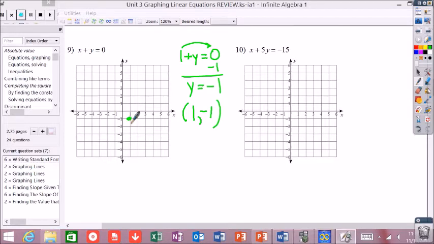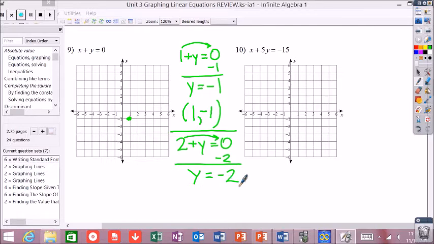So on my graph, I'll put a dot over 1, down 1. And now I'm going to find another point on this line, maybe plug a 2 in for x. So 2 plus y equals 0. To solve, I'm going to move the 2 over to the other side by subtracting it. And get y equals negative 2. That means when x is 2, y equals negative 2. And I'm going to go on my graph and plot the point 2, negative 2.